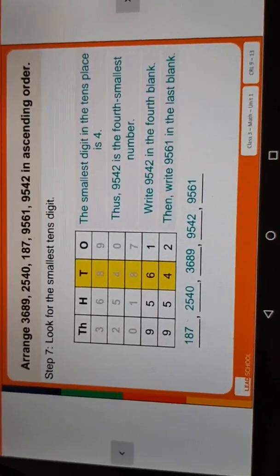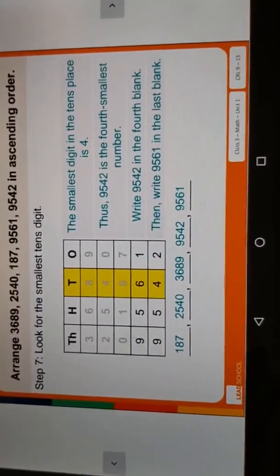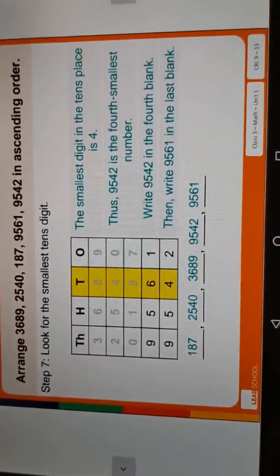Now look at this students, I'll give you one example, you have to complete your work, and then we will see another example. Your time starts now students.